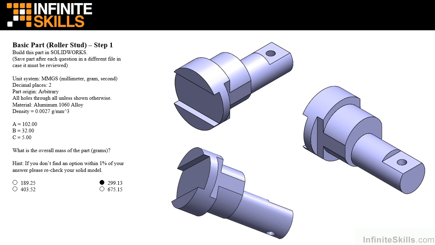In this lesson, we are going to begin building the basic part, the roller stud. Reading the directions, you can see this is step 1. We're going to create this part in SolidWorks, and we want to make sure that we save the part after each question. This part's going to be created in millimeters, the number of decimal places will be set to 2, and the part origin is arbitrary.